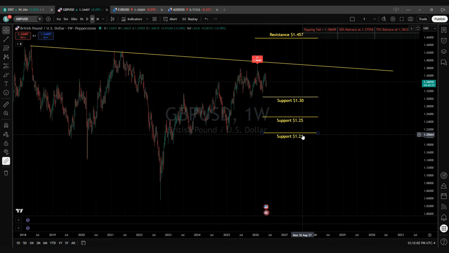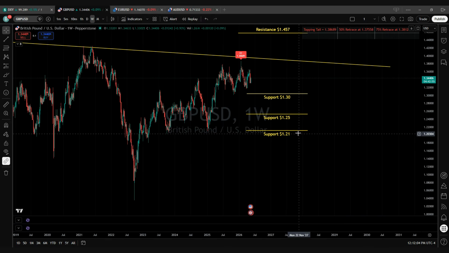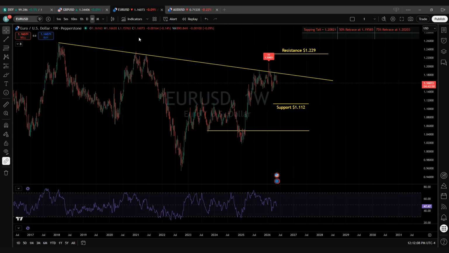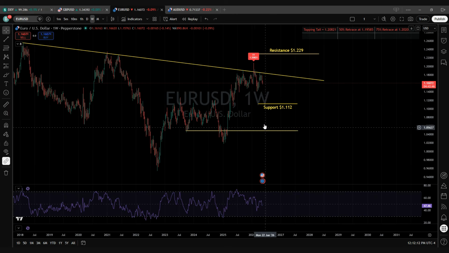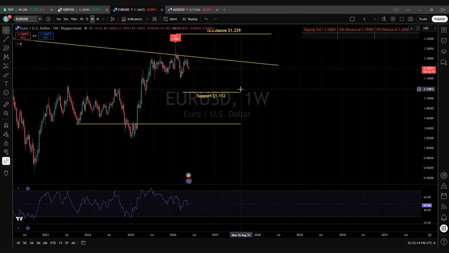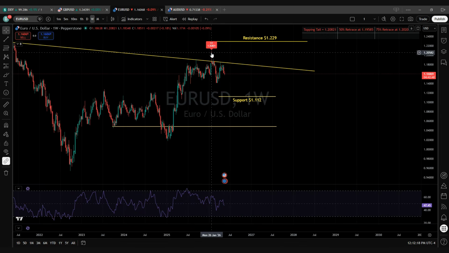Now, for support, first level of support on the Great Britain pound USD is going to be at $1.30. Next up, into the euro USD, very similar situation, except this declining trend line has been hit, tagged, pierced, and rejected on multiple occasions, mainly starting with this weekly topping tail, as explained from the Great Britain pound, as well as the DXY, that all occurred on the week of January 26th.